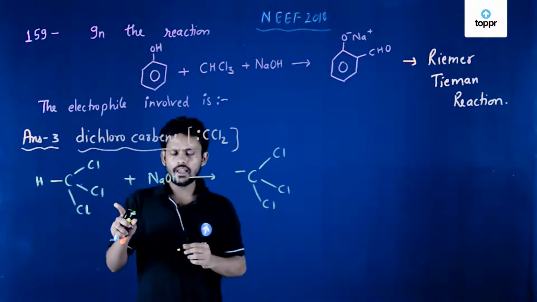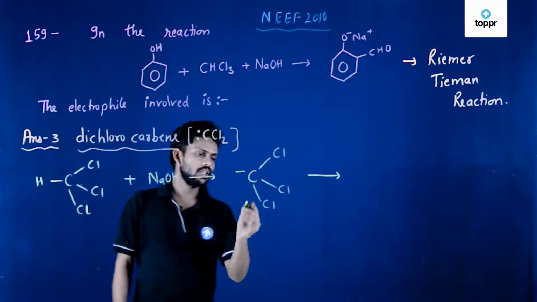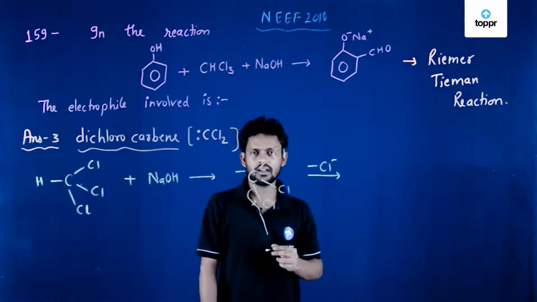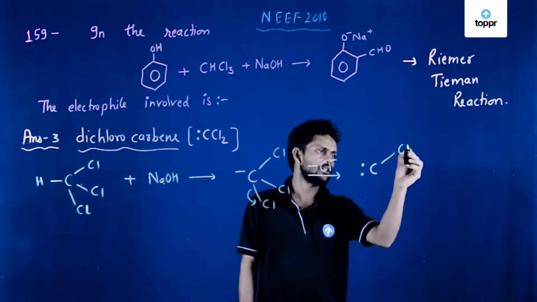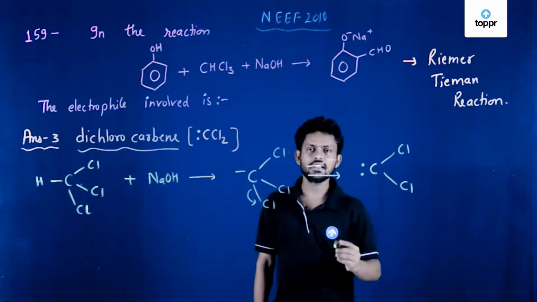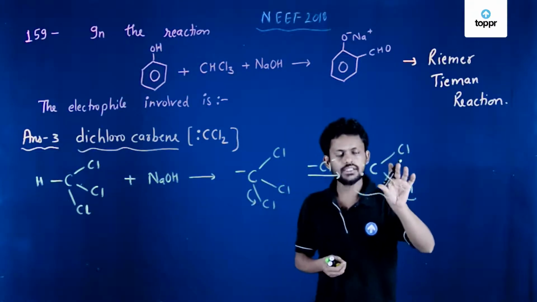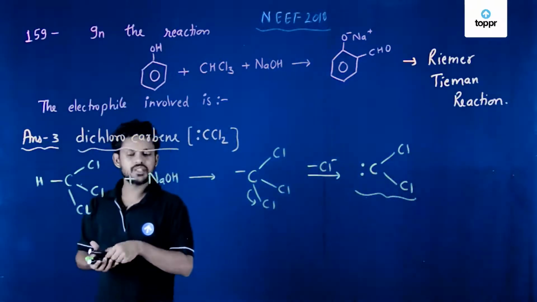Okay, and then what will happen, because this is unstable, chlorine is a good leaving group, so this reaction will proceed via chloride elimination, and what you will gain is this. Okay, the intermediate in this reaction, which is nothing but dichlorocarbene. Okay, and now this species is going to act as an electrophile. So what happens basically is this.